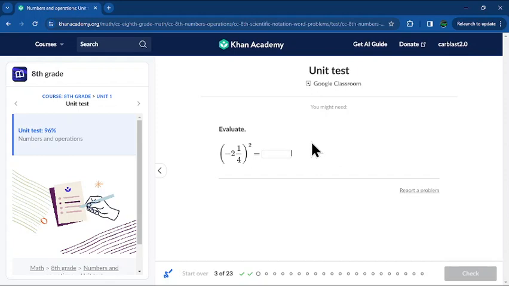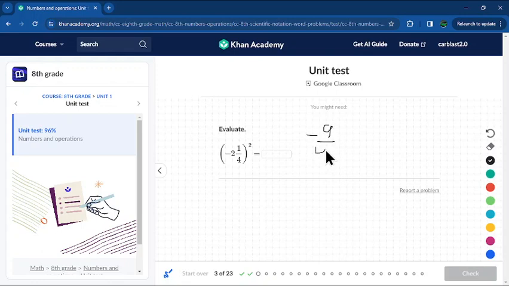So this is just 9/4. So let's just do this. This is really -9/4 times 9/4. You should be able to figure this out if you know what you're doing. It's 81 over 16. So the answer is 81 over 16.